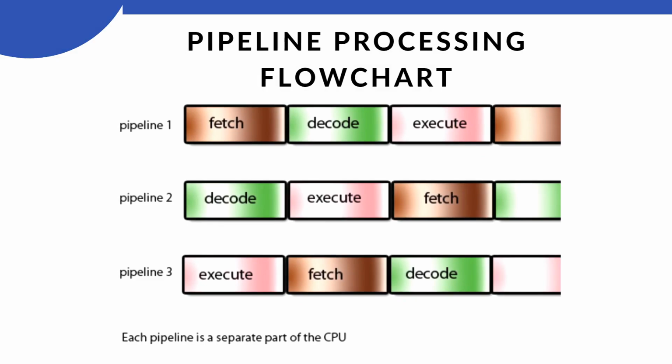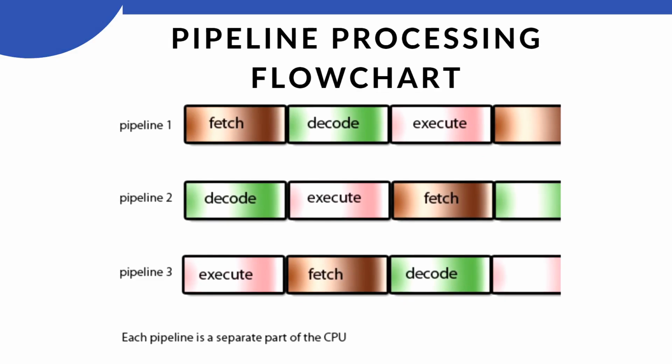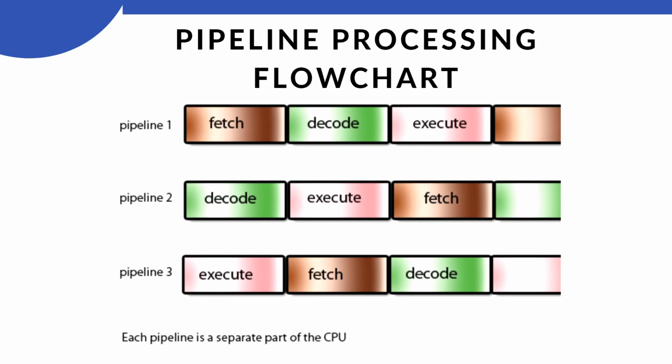Then there is the pipeline processing flowchart. As shown in the figure, pipeline 1 consists of fetch, then decode, then execute. Pipeline 2: first decode, then execute, then fetch. Pipeline 3: first execute, then fetch, then decode. Thing to be noted is that each pipeline is a separate part of the CPU.